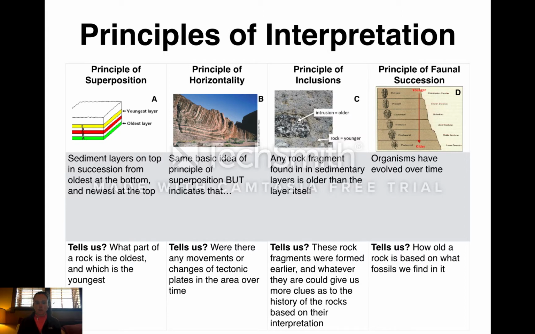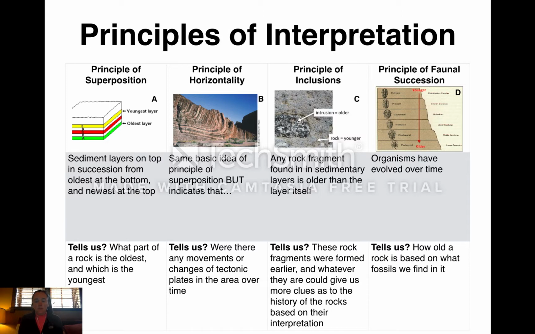The next principle is the principle of inclusions, which tells us that if there are any rock fragments, so basically any other rocks or loose fragments that do not belong in the layer or are not part of the original sedimentary structure or are not even sedimentary rocks found in the layer, the fragmented rocks are older than the layer itself and were thus formed beforehand and were found in the environment beforehand.